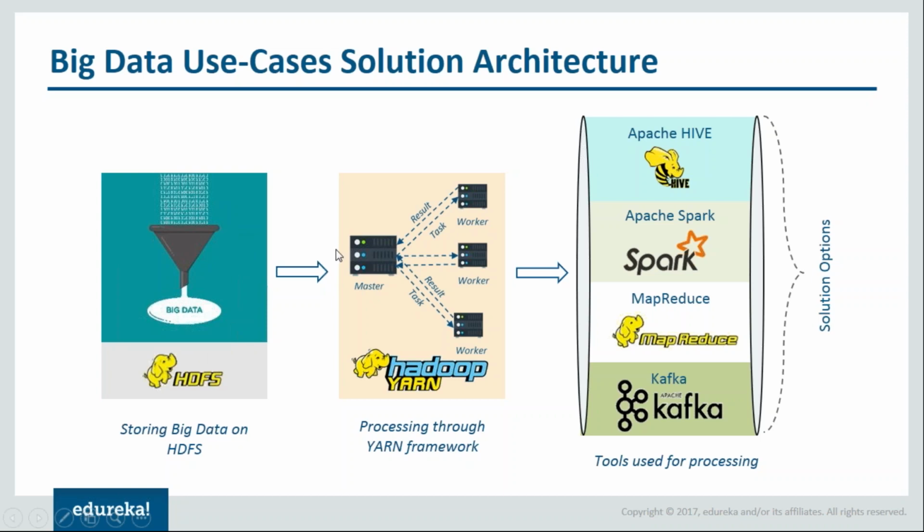The next thing is to process that data so that you can gain insights, and we'll be using Yarn because Yarn can allow us to integrate different tools together which will help us to process the big data. So these are the tools that you can integrate with Yarn. So you can choose either Apache Hive, Apache Spark, MapReduce, Apache Kafka in order to analyze big data. And Apache Spark is one of the most popular and the most widely used tool with Yarn in order to process big data. So this is an entire solution as a whole.